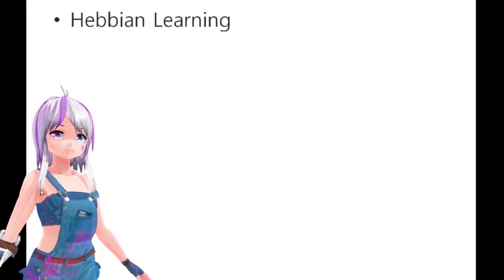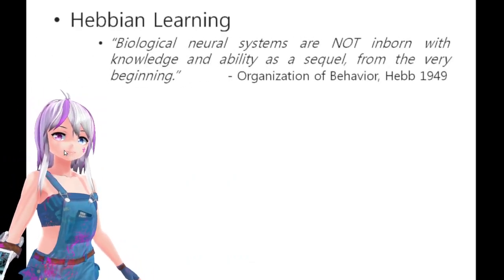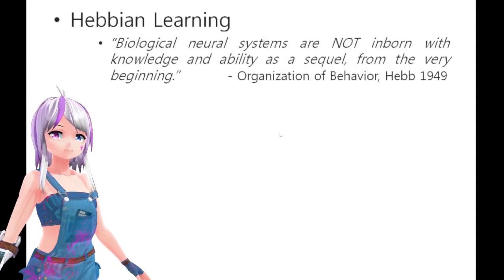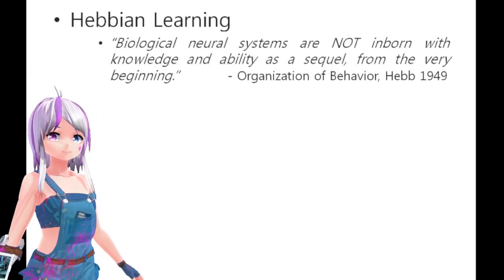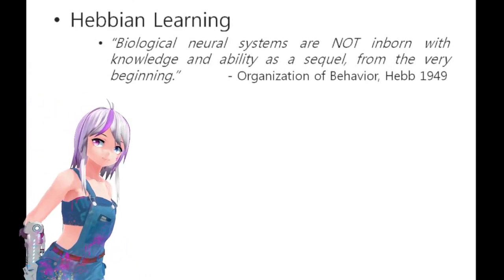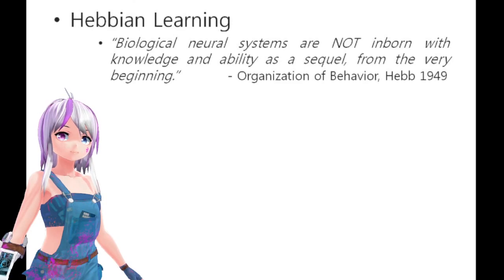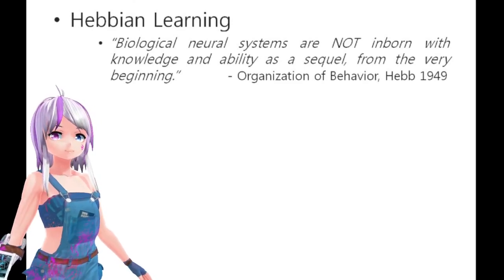I think we better take a look at Hebbian learning, which is an unsupervised type of learning. In 1949, in his book The Organization of Behavior, Hebb said biological neural systems are not born with knowledge and ability from the very beginning. So actually, we have a learning system incorporated.